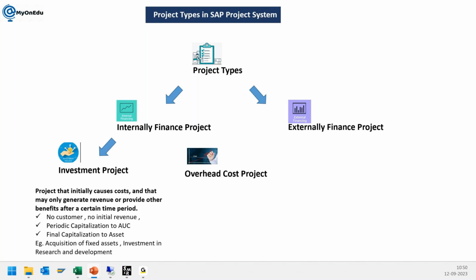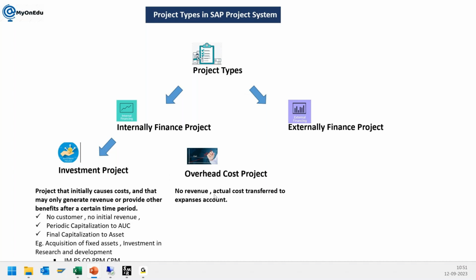For example, the construction of a new building. Sometimes we will directly purchase a capital item as well; that is also an example of an investment project. Research and development projects are something in between investment and overhead cost projects. Why is that? I'll explain.